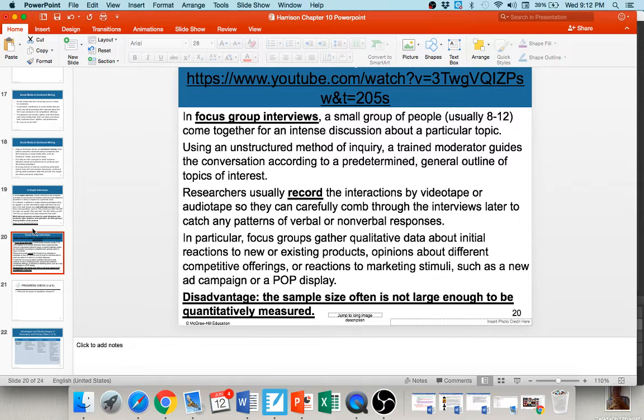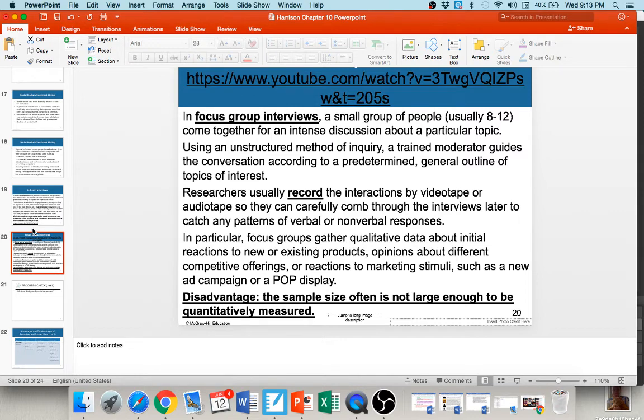But usually using some kind of really unstructured, really loose method of inquiry, some kind of moderator guides the conversation, asking some predetermined, generally agreed upon topics of interest. Typically the researcher will record all of this so that they can go back later and try to observe any patterns of nonverbal cues, body language, verbal cues, things like that. In general, these focus groups gather qualitative data about people's reactions to new or existing products, and try to get their opinions about competitors' offerings. What do we do that's as good as our competitor? What do we do that could be improved to be better than our competitor? Or maybe they just want to gauge a consumer's reaction to some type of marketing stimuli, like an ad campaign or a point of purchase display. Whatever it might be, these focus groups are very, very helpful in the marketing world.